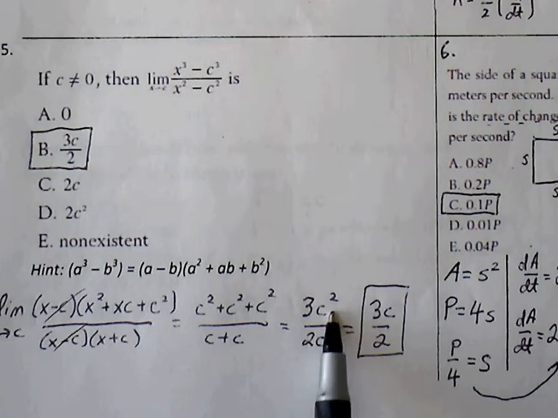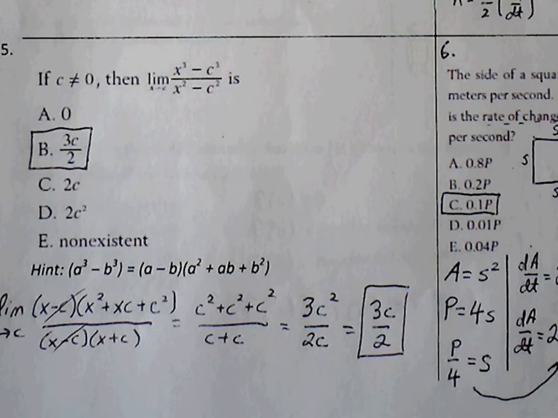So we get 3c squared over 2c. The c's cancel out, so we get 3c over 2.